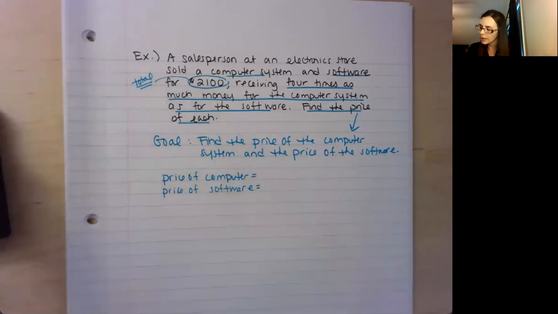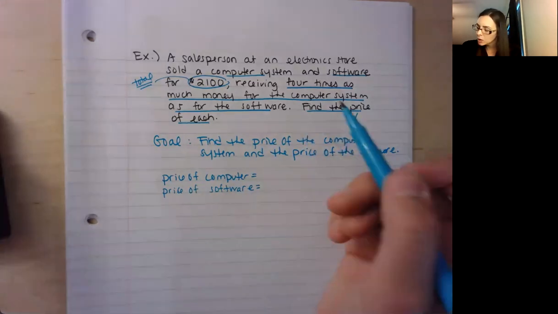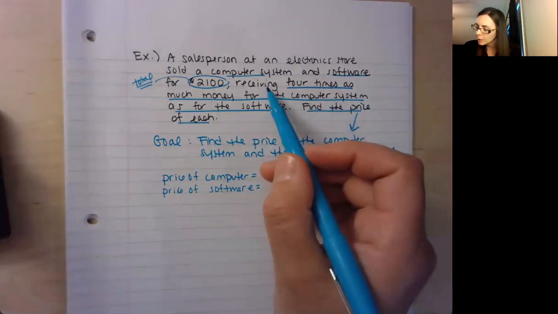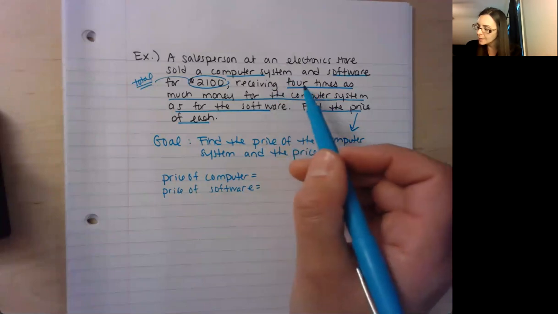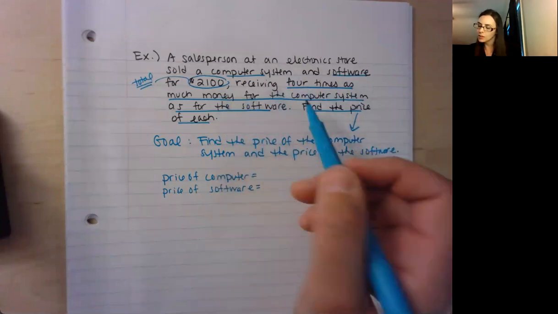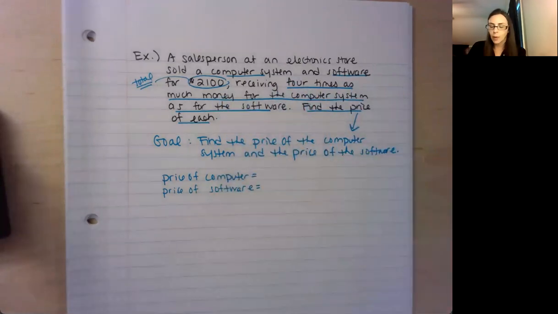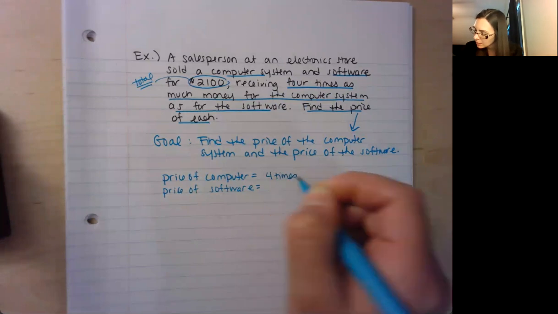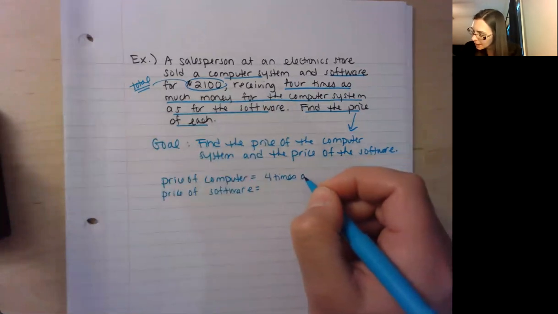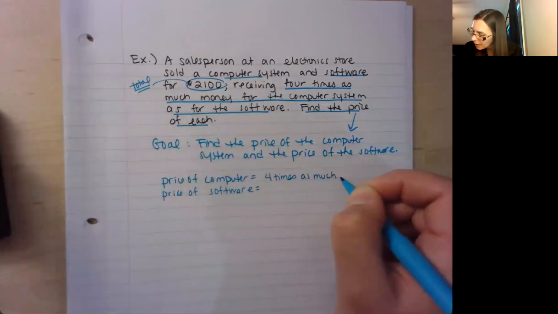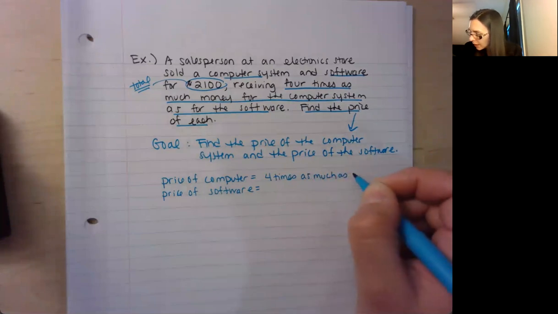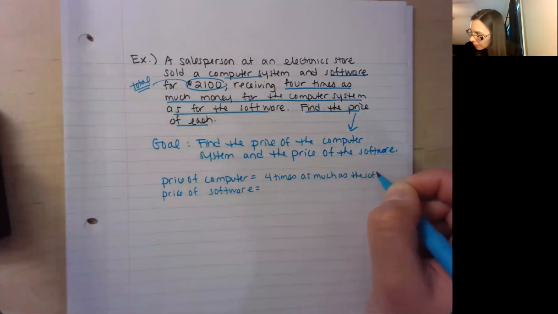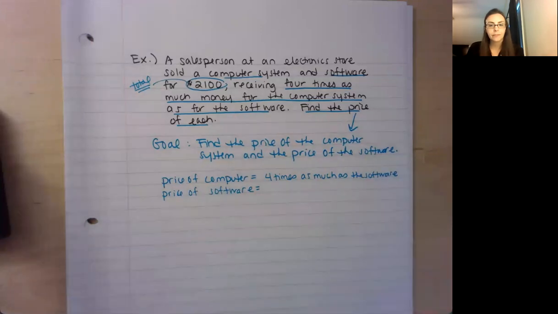So let's go back and read through again. It says that the person received 4 times as much money for the computer system as for the software. So the price of the computer was 4 times as much as the price of the software. So let's think about this.